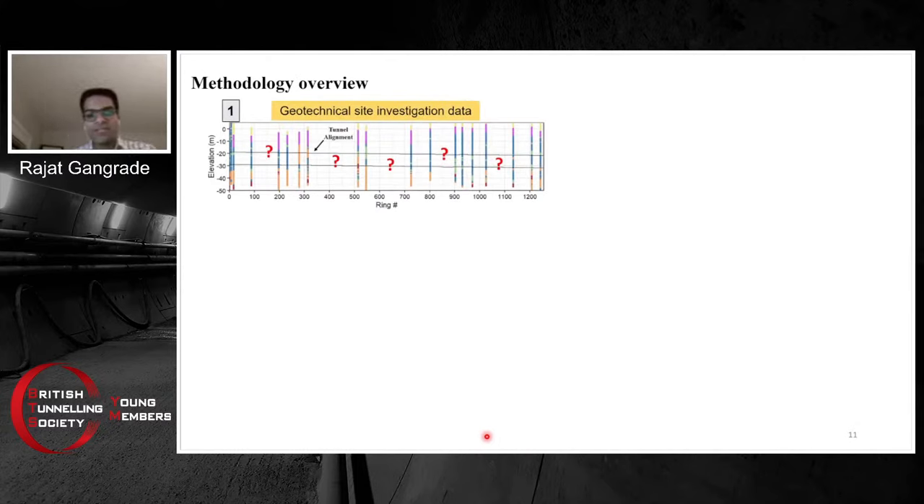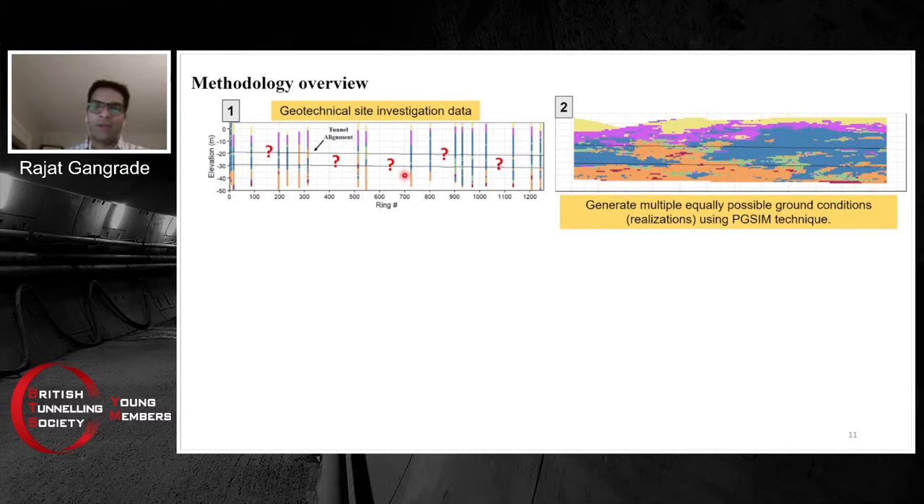So going to a specific example of a tunnel project, we start with the methodology over here. We have the geotech site investigation data from the project. More boreholes were used over here, but I'm just showing the boreholes that were within the first 1200 rings, because most of the transitions occurred within the first 1200 rings. Based on the methodology that I showed earlier, multiple realizations of the ground conditions are generated. And as you can see, once I have a most probable model, I'll have one transition between the orange and the blue over here and another transition over here.